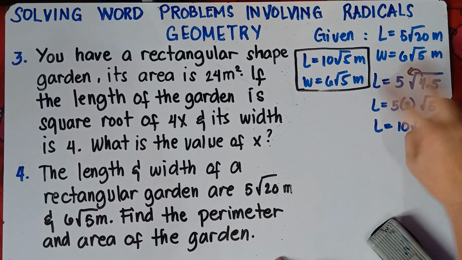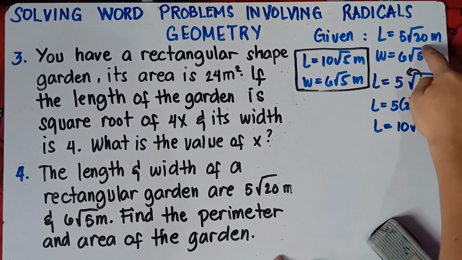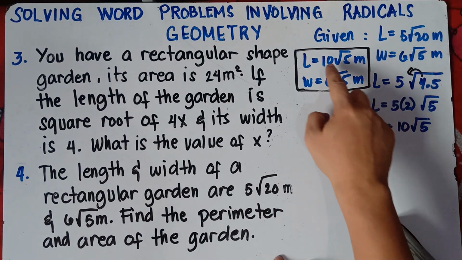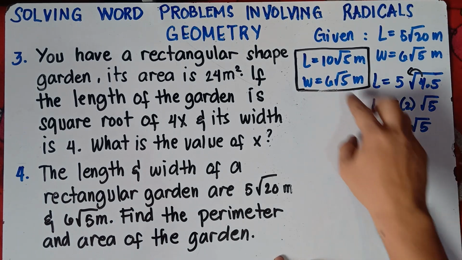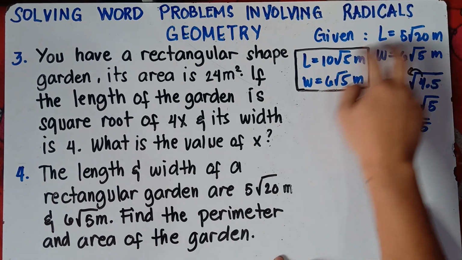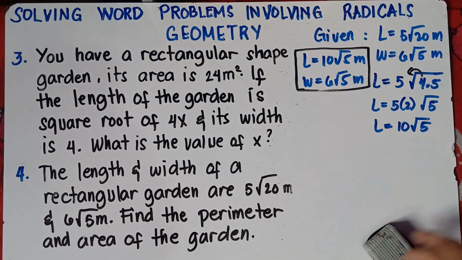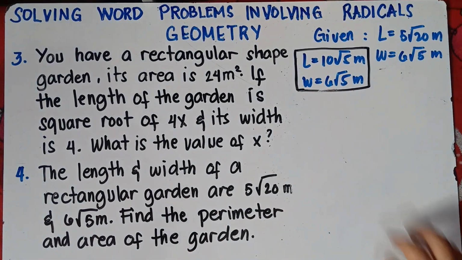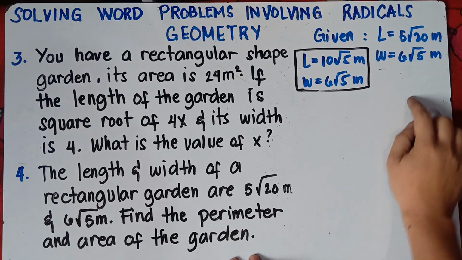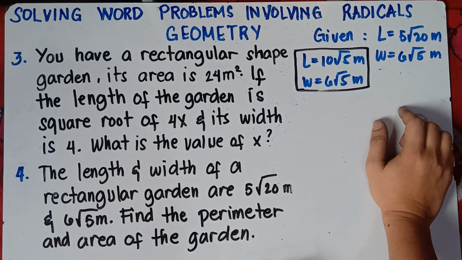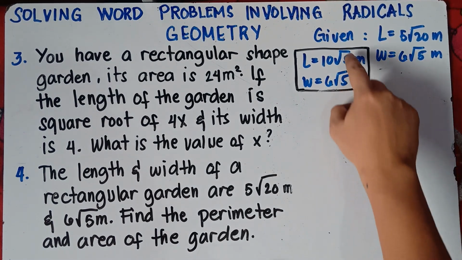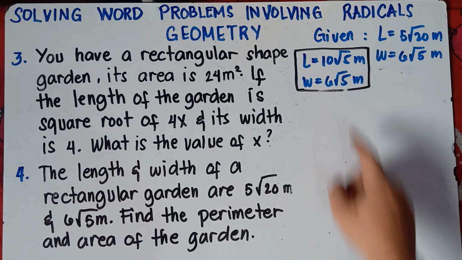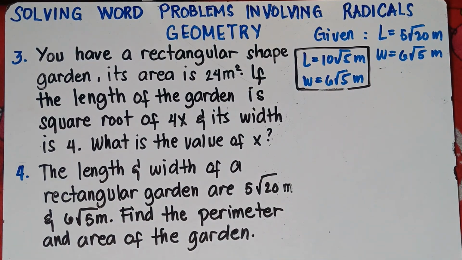Alright, so once again, class, do not be confused. This is just the same, class. 5 square root of 20 meters is just the same with 10 square root of 5 meters. Even if you use the calculator, class, they will have the same value. We just simplify it first so that we will not have large numbers. Imagine, class, in area, you will be multiplying 20 and 5, and these are large numbers. So if you simplify, you just multiply 5 times 5, and that would be a small number. That would be square root of 25.